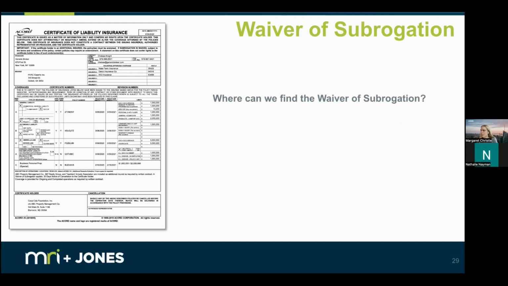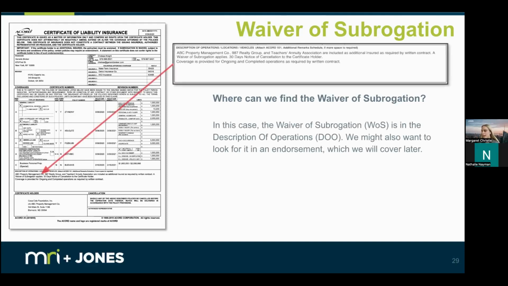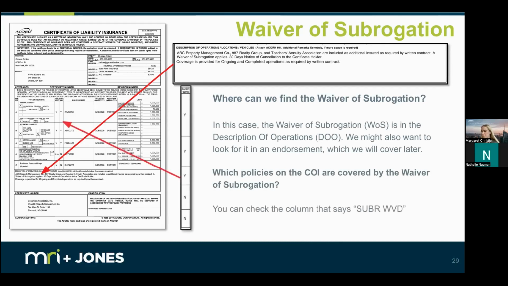So now we're going to talk about the waiver of subrogation. Let's find it, and then we can talk about what it is. So in this case, the waiver of subrogation is going to be in the same place as our additional insured, although just like the additional insured, it could also occur in an endorsement. So here we are. Which policies on the COI are covered by the waiver of subrogation? You can check this in the column next to the additional insured column. So same deal here.